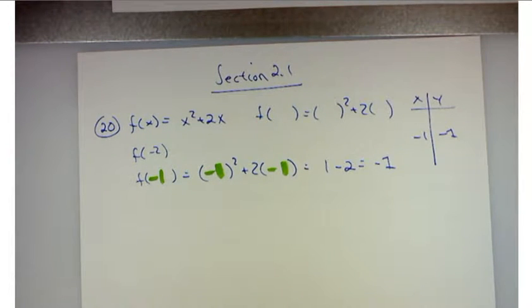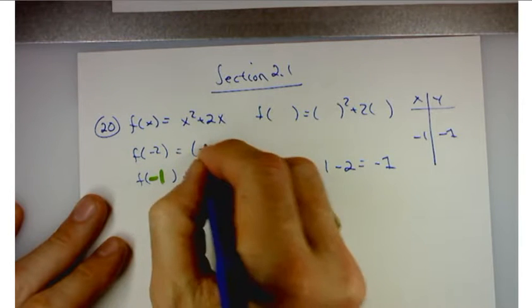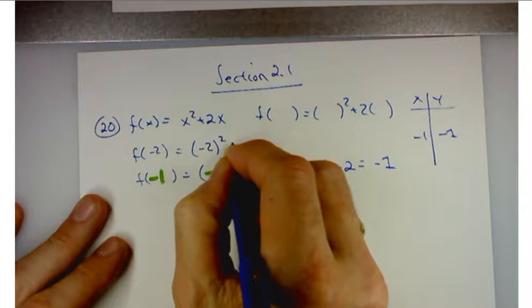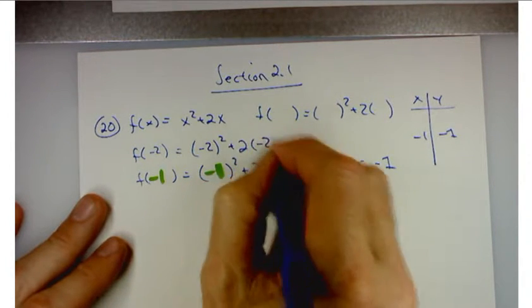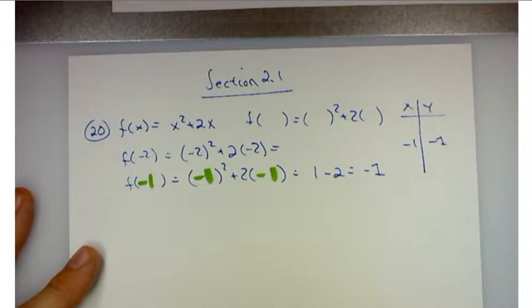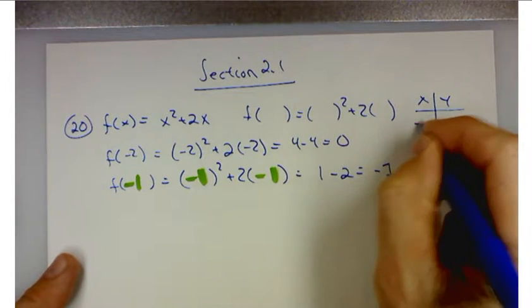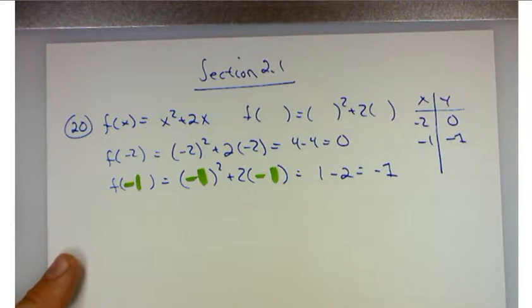But they asked us for some other values as well. For instance, f of negative 2 would be negative 2 squared plus 2 times negative 2. What's f of negative 2 going to equal? 0. Good job. You end up with 4 minus 4, which is 0. So negative 2 goes with 0.